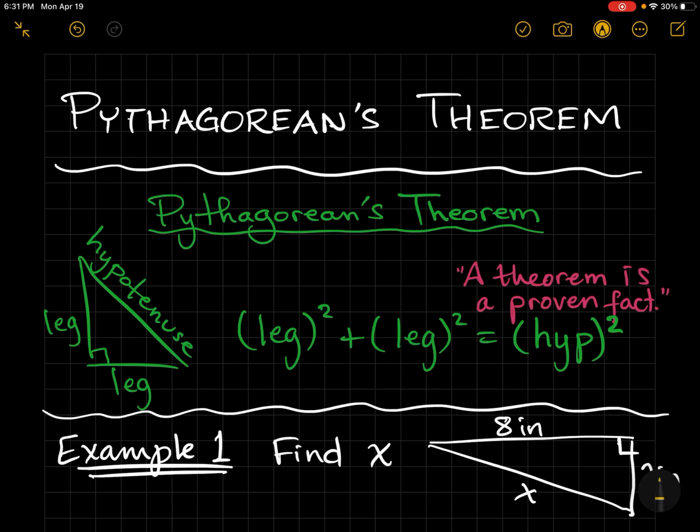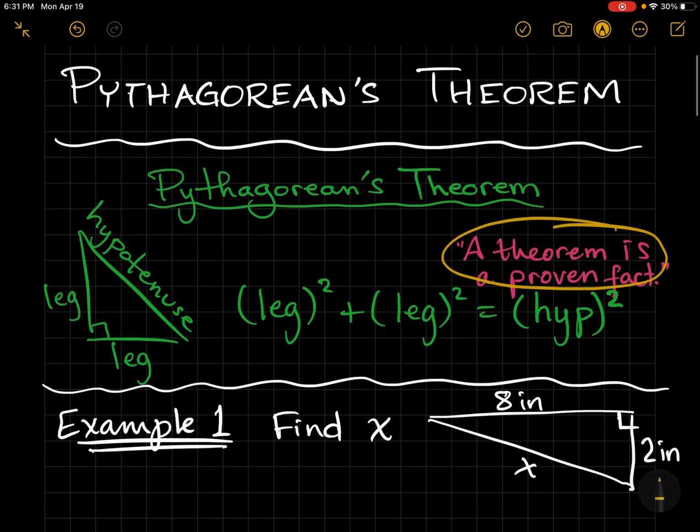Today's lesson is on Pythagorean's theorem. Pythagorean's theorem, first of all, is a theorem, and a theorem is a proven fact. Now, I don't like to think of it as a squared plus b squared equals c squared, because sometimes people don't emphasize that c must be the hypotenuse for that to be true.